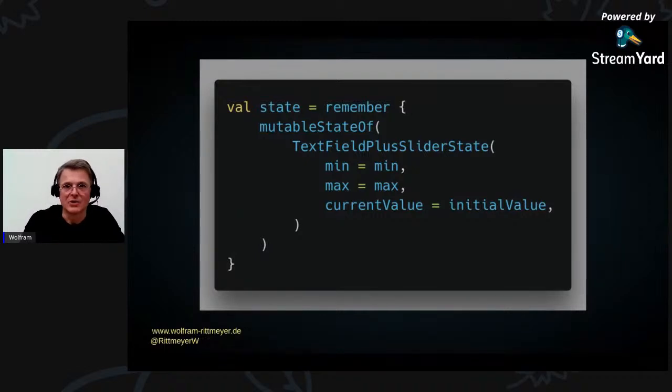So this is how you would do it. If you have an internal state to your component, then you create this state initially and afterwards work with the state. So in this case, it's a mutable state of, since I need to be able to change the current value, for example.